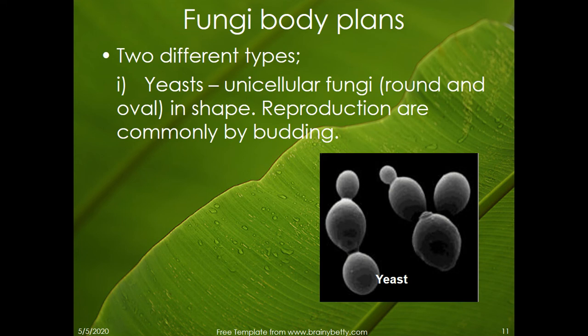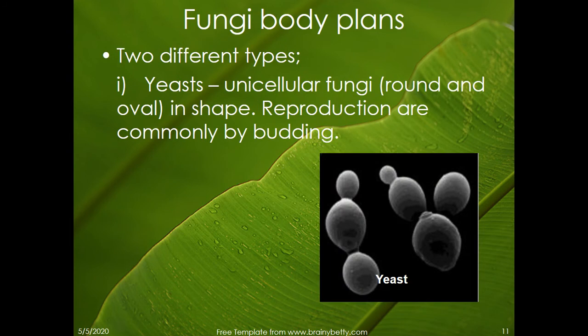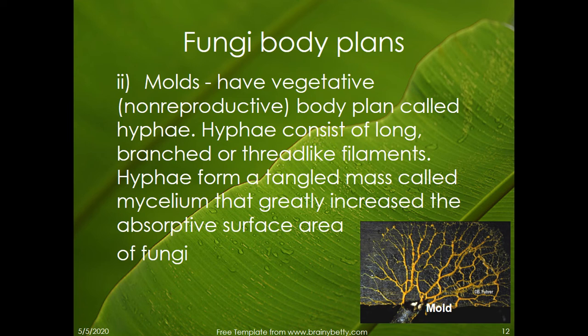Their body plans have two different types. First is yeast and second is mold. Yeast look round and oval in shape and are usually unicellular fungi, and they reproduce through budding. The second type of fungi body plan is mold. Mold has a vegetative body called hyphae, and hyphae consist of long branching, thread-like filaments just like this. Hyphae form a tangled mass known as mycelium.